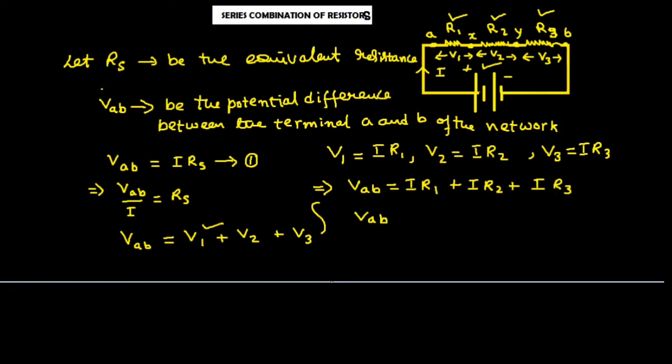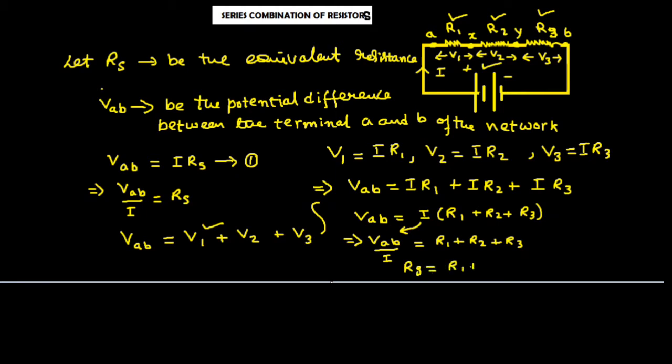So VAB equal to, taking I common, I times R1 plus R2 plus R3. This implies VAB divided by I, taking I to this side, is equal to R1 plus R2 plus R3. But as we can see from equation 1, VAB divided by I is nothing but Rs. And this is equal to R1 plus R2 plus R3.